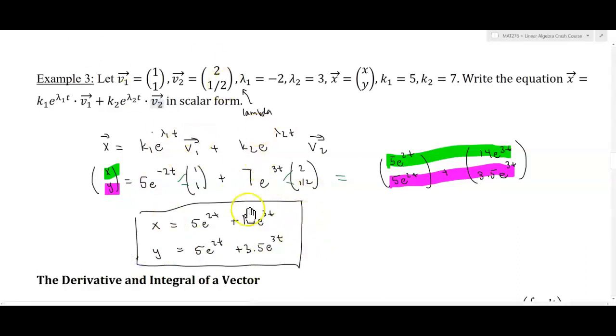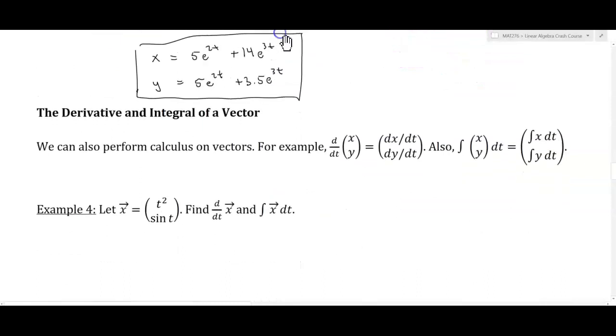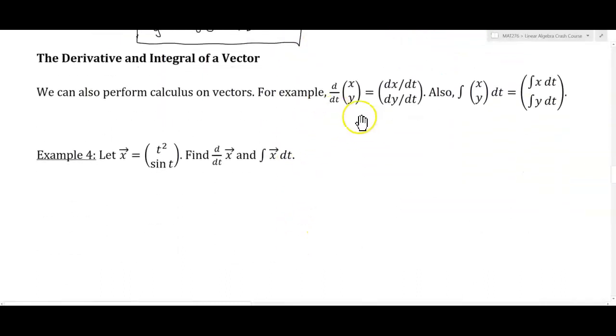Another thing we can do with vectors is we can take derivatives and integrals. This might sound scary, but really whenever we perform calculus on vectors, the derivative of a vector is just the derivative of the components. So if we had x and y in here, we take the derivative of x with respect to t, the derivative of y with respect to t, and also the integral of a vector would be the integral of the component and the integral of the other component. So just as a quick example here, find the derivative of this. So the derivative of t squared sine of t is just going to be the derivative of t squared.